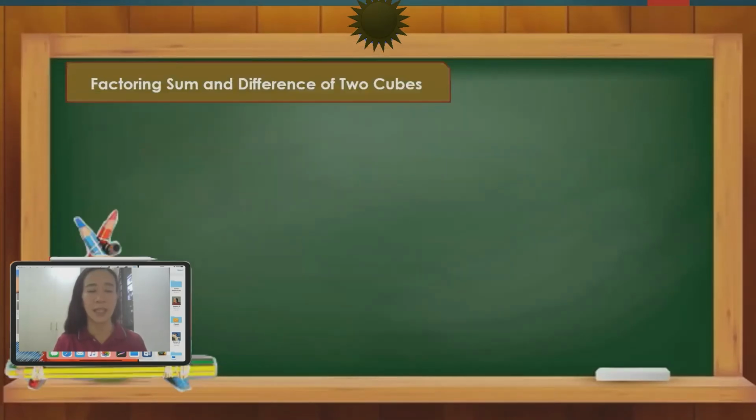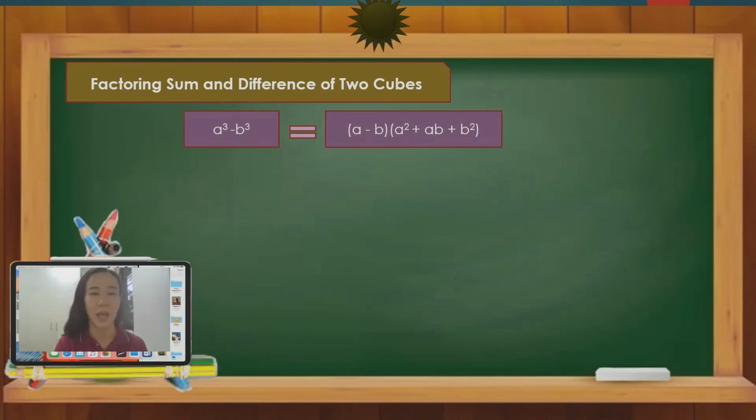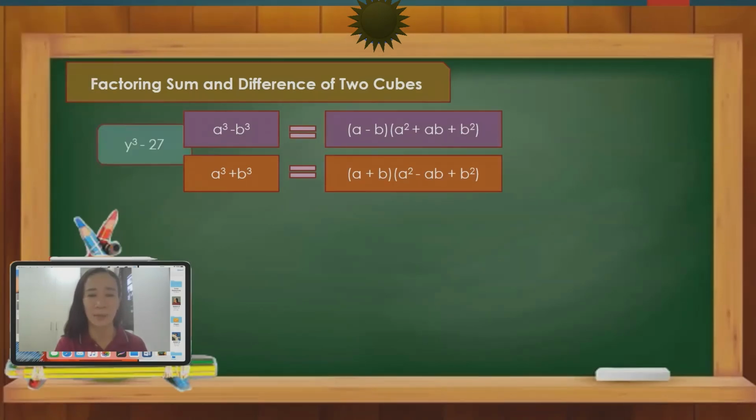So our next topic is factoring sum and difference of two cubes. Our formula in finding the difference of two cubes is (a minus b)(a squared plus ab plus b squared). And the formula for finding the sum of two cubes is (a plus b)(a squared minus ab plus b squared). So let us have an example.